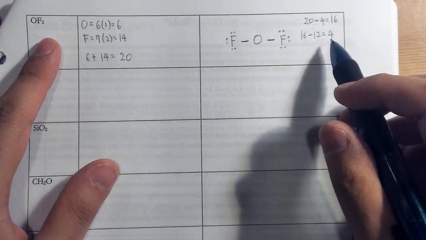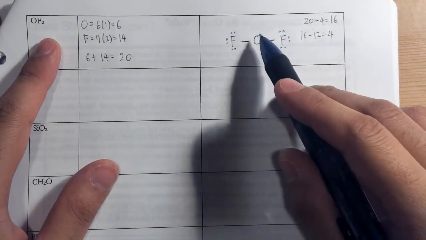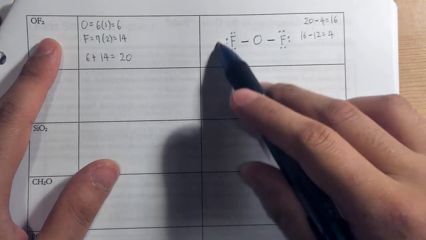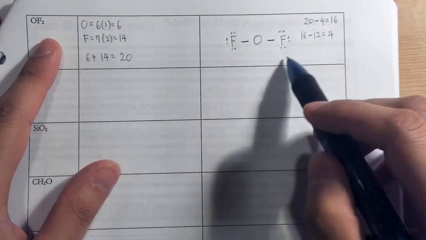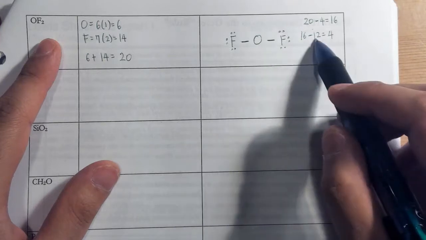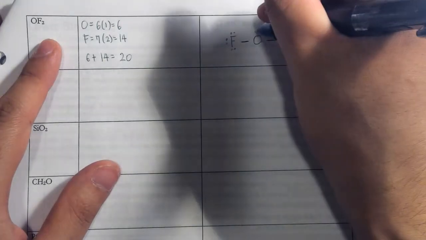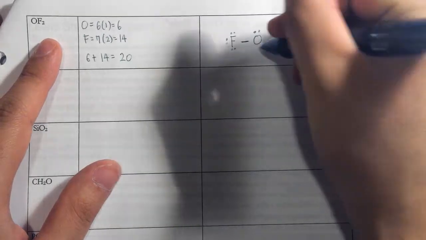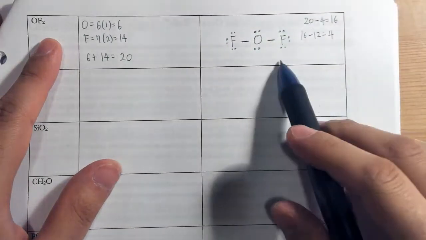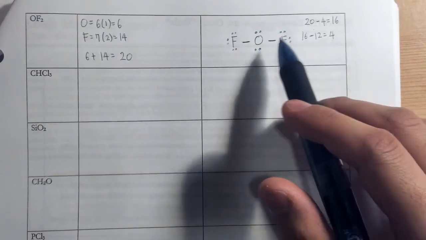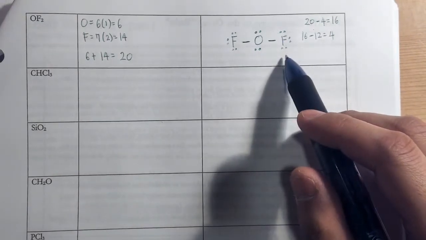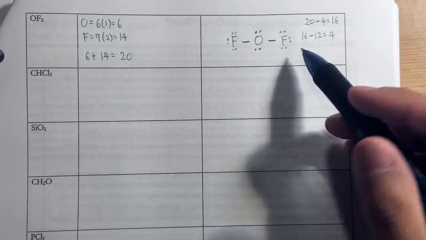What we're going to do is plug it into the oxygen, because both sides are actually completely done because they follow the octet rule. So we're going to have 4 valence electrons, so we're going to put 1 here and then 1 on the bottom. Alright, so this is the structure of OF2, but there's also another way you can put it.